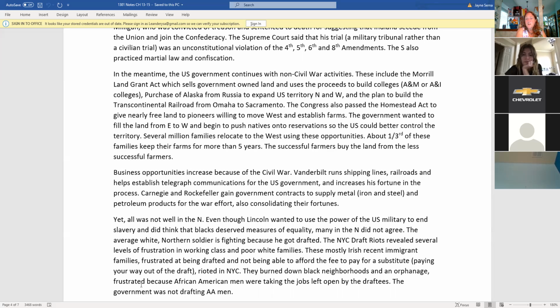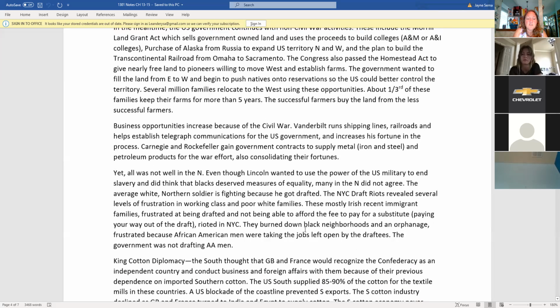So the government wants to fill up the land so that we can contain Native Americans onto reservations and control the territory better. So it's not necessarily just for economic opportunity, although certainly the people taking the land will see it that way. Several million families relocate, about a third of them keep the farm, the other 2/3 probably sell to the 1/3 who keep the farm, and then they'll start a business or something in the city.